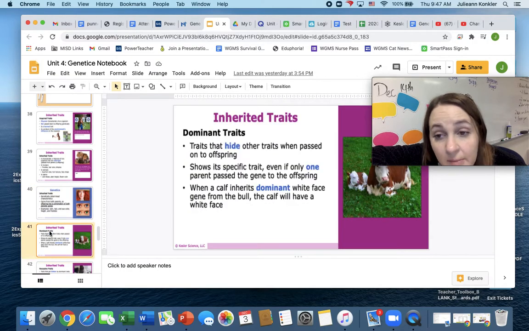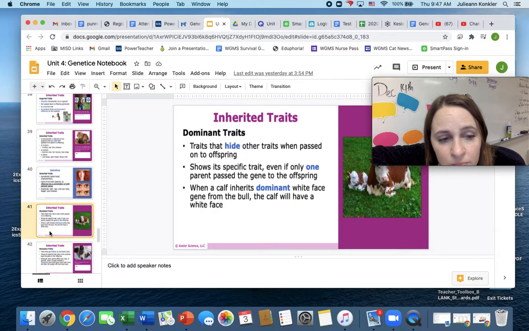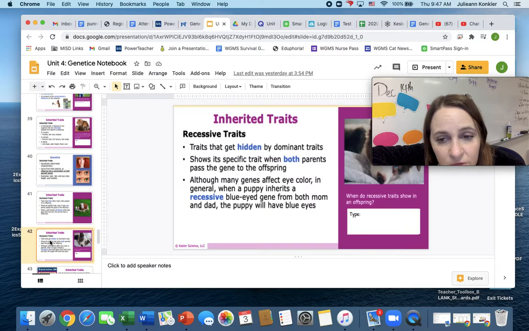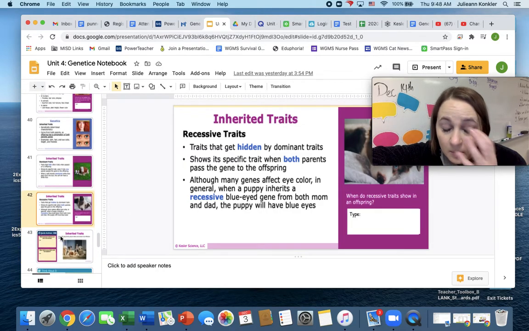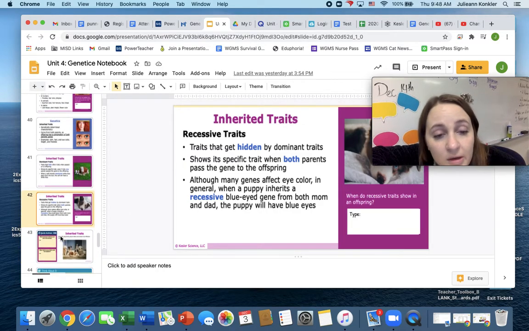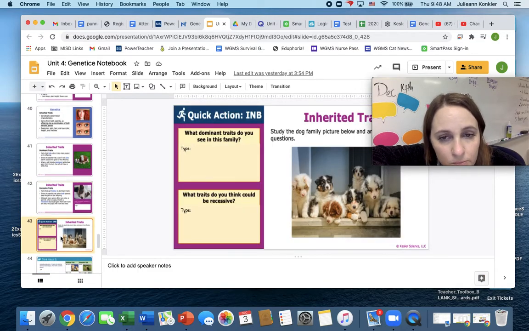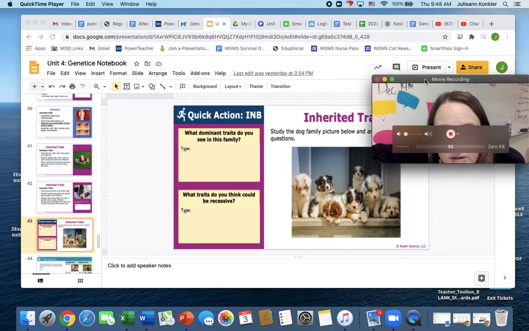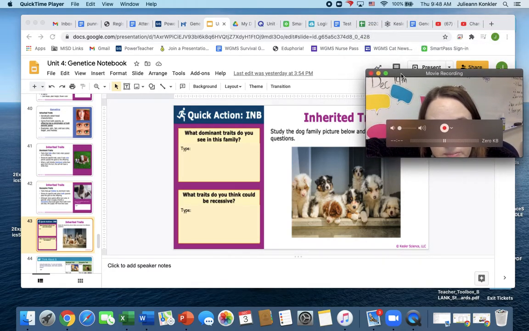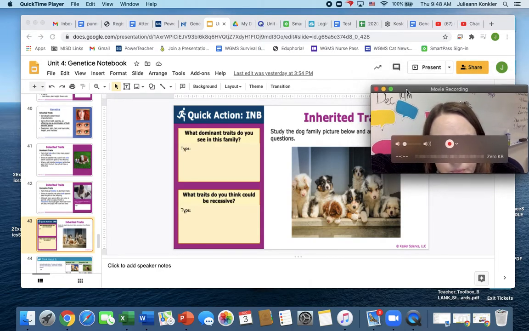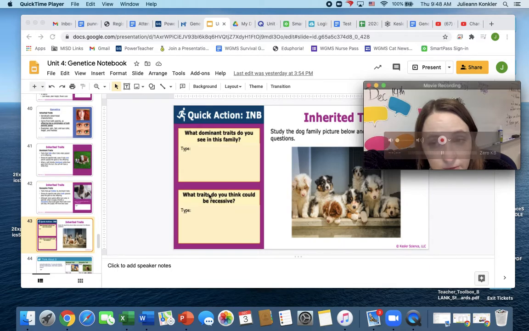Then we have dominant traits versus the recessive traits. When do recessive traits show in an offspring? That's when there are two recessive genes together. That's when it'll show the recessive trait. And then it says, study the dog picture below and answer the reflection question. So these are puppies. What dominant traits do you see in this family? What traits do you think could be recessive?